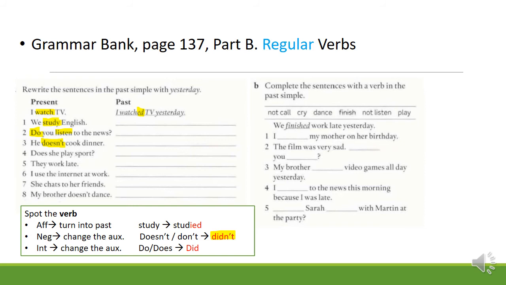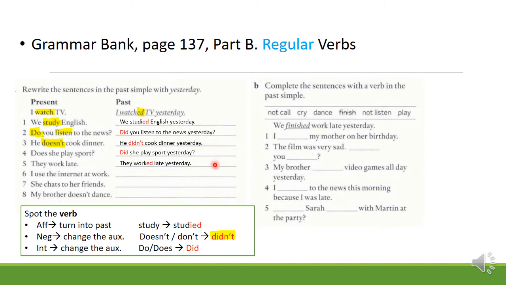Ready? Let's start checking. Number 1. We studied English yesterday. Number 2. Did you listen to the news yesterday? Number 3. He didn't cook dinner yesterday. Number 4. Did she play a sport yesterday?